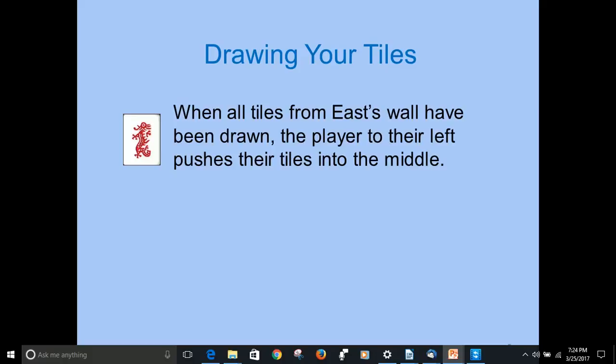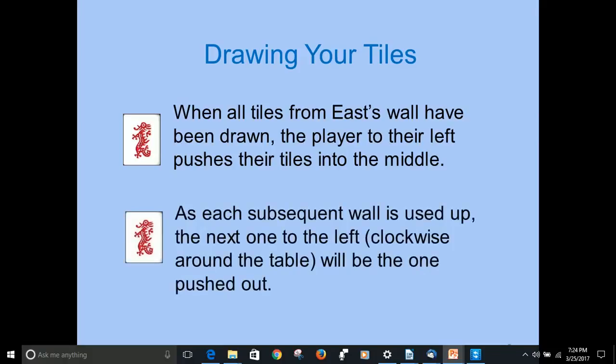From this point forward in the game, as each wall is exhausted, the next player clockwise around the table will push their wall out, ending again with East, who is the last to push out, using the remaining tiles they had returned to their pusher.